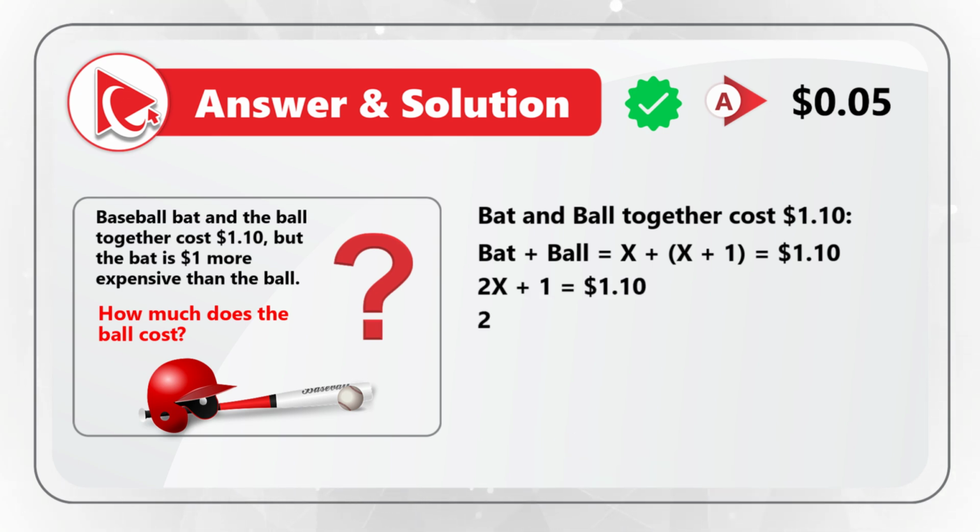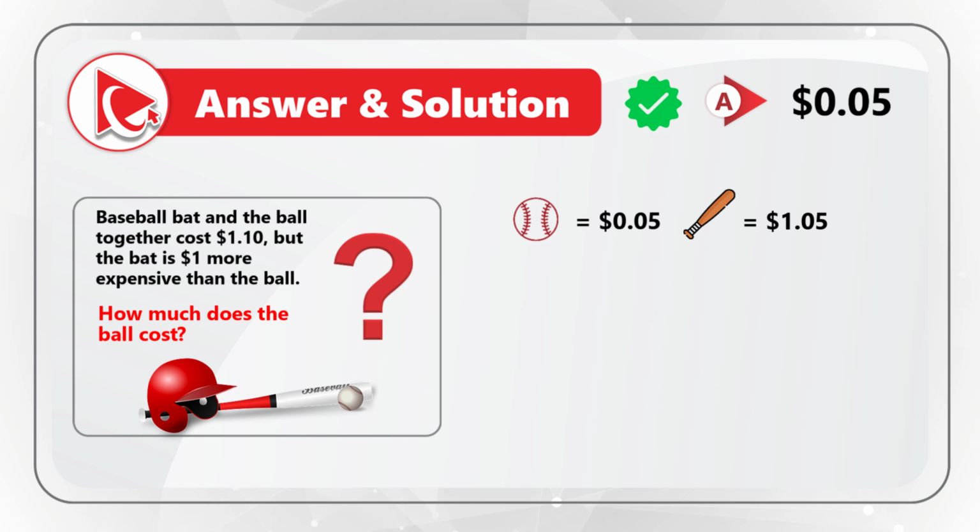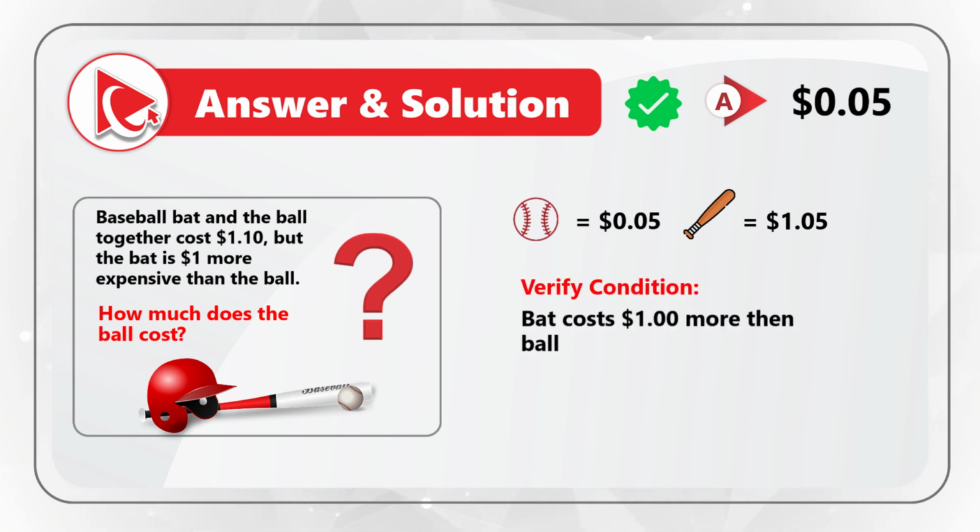If we simplify, we would find out that 2x equals 10 cents, which basically means 2 balls equal 10 cents, which means that x equals 5 cents. That tells us that the cost of the ball is 5 cents and the cost of the bat is $1.05. Let's verify the main condition of this problem. Bat costs $1 more than a ball, which is correct. 5 cents plus $1.05 equals $1.10. And if we subtract $1.05 minus 5 cents, it would be equal to $1.